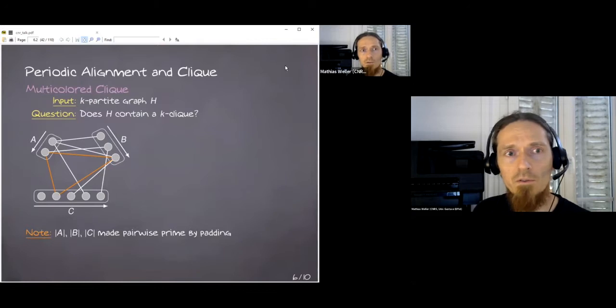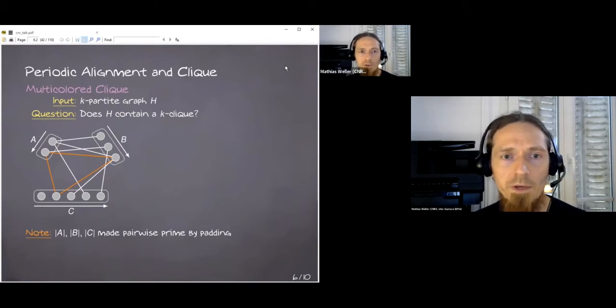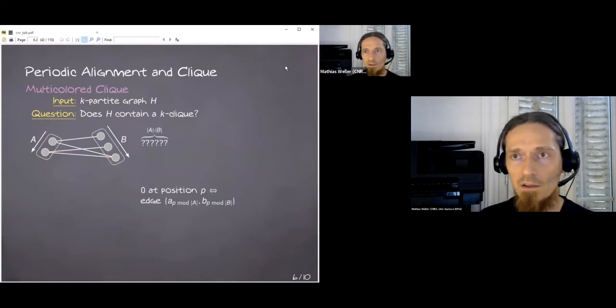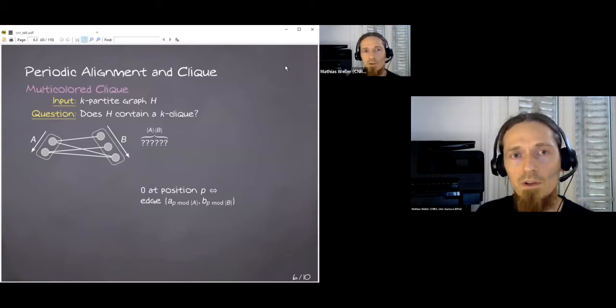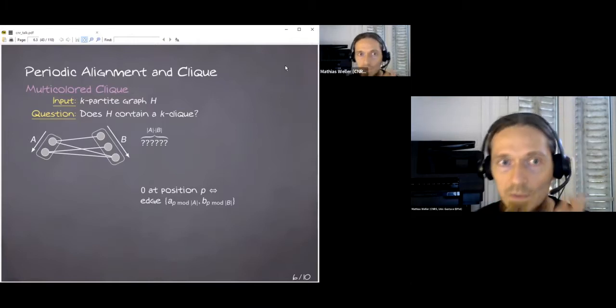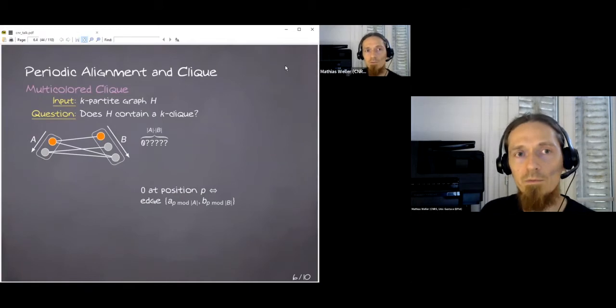So what we're going to do is first assign an order on all the nodes in each partition, and we'll make the partition sizes pairwise prime by padding. And then we build our periodic alignment instance by looking at each position individually, one by one, and setting a 0 if and only if there is an edge between the corresponding nodes of the partitions. So if we look at position 0, we have the first two nodes of both partitions.